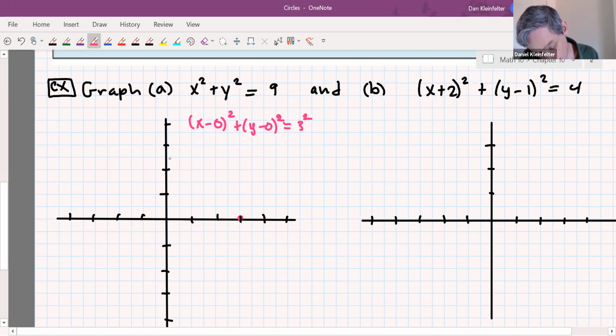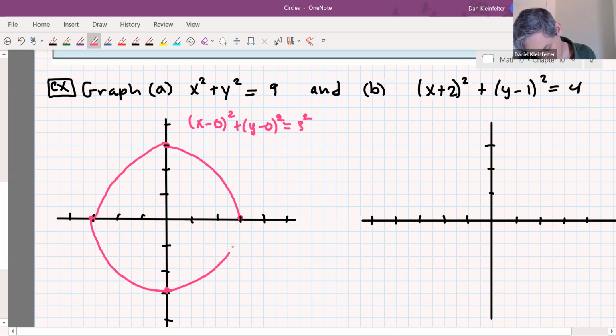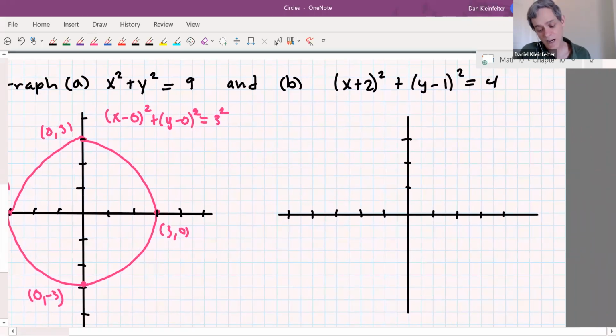So what I usually do is I draw the top and bottom and left and right of the circle, and then just connect the dots with some arcs to draw a circle shape. All right, so let me label some intercepts. So we've gotten our circle, centered at the origin and radius 3.